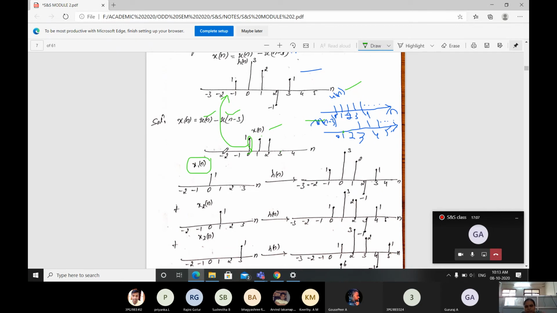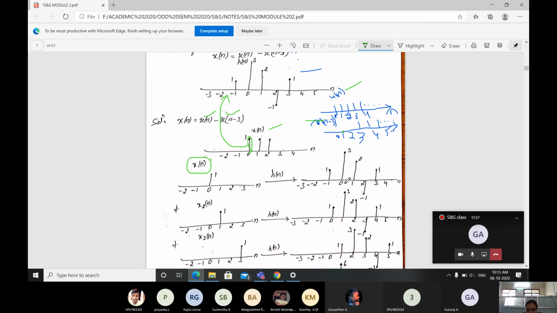Same as the previous one, how we did it. For x1 of n, h of n is going to be taken the same as it is because it is not shifted; it is the sample at the 0th position only. Therefore, the same signal you have to write here.